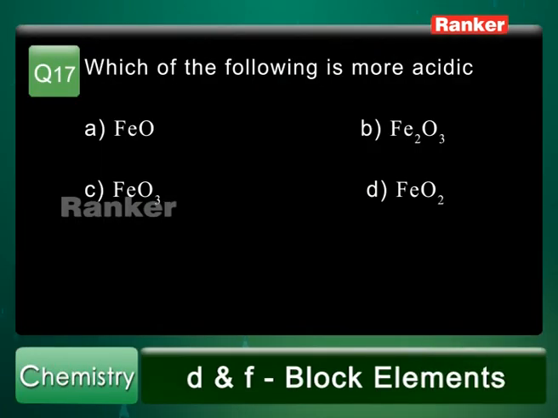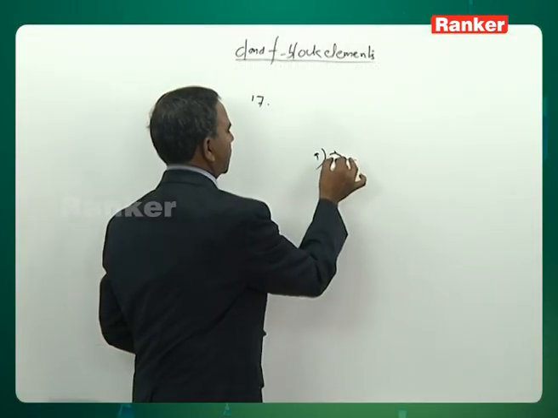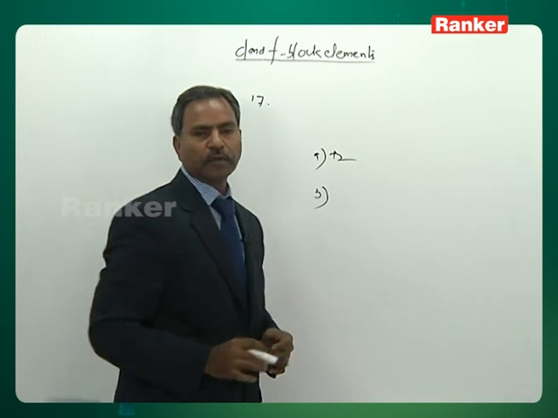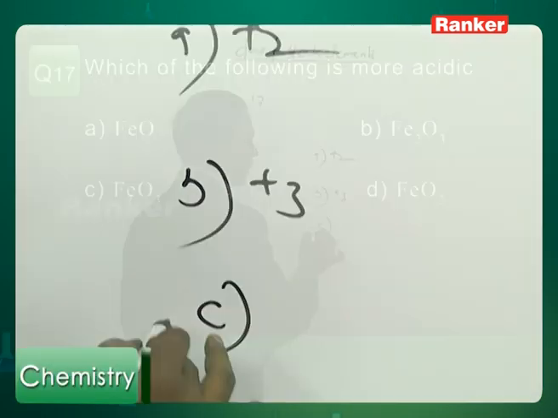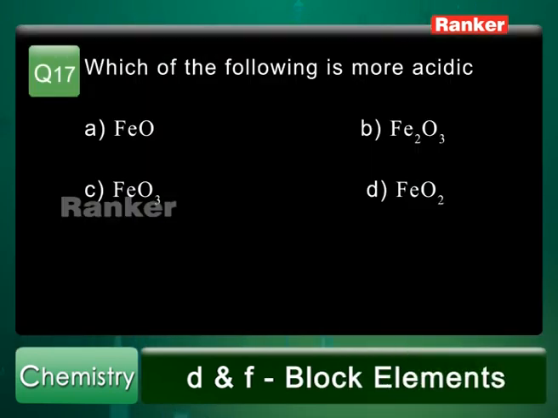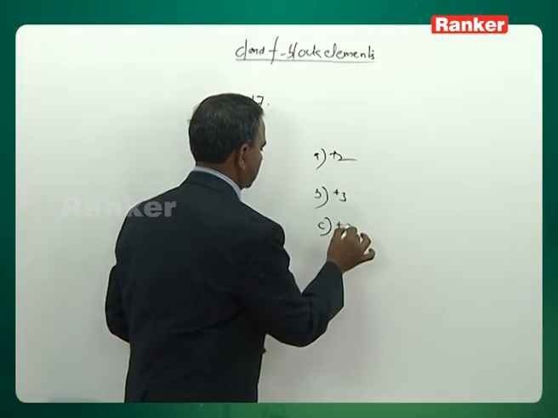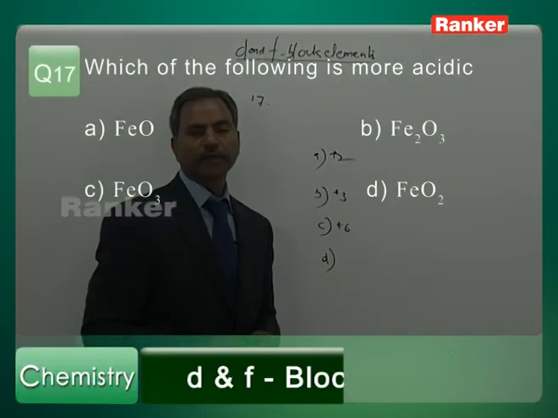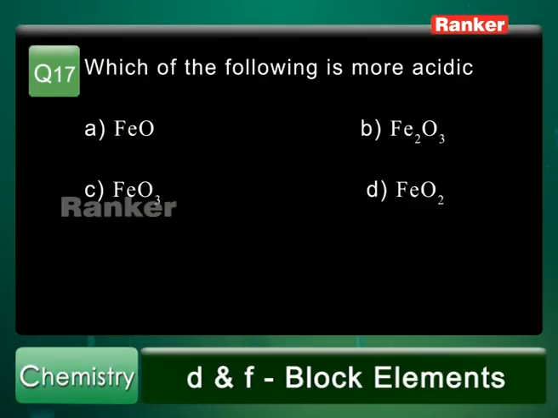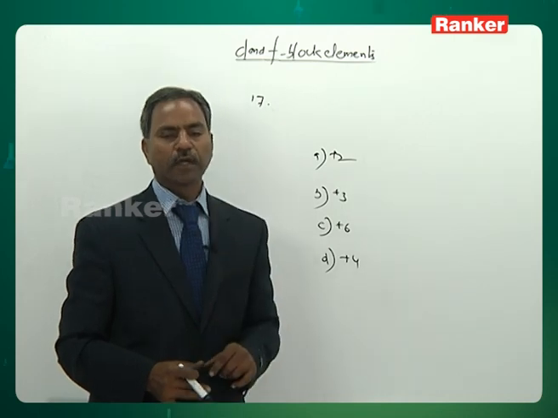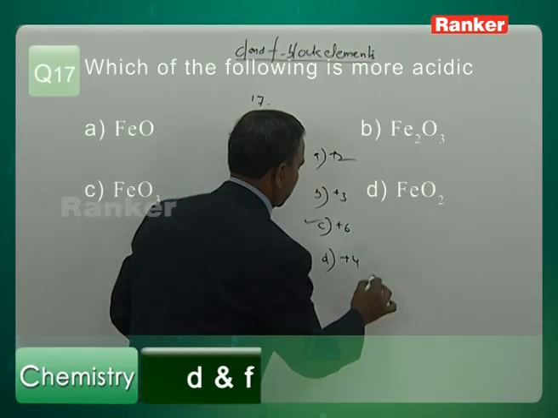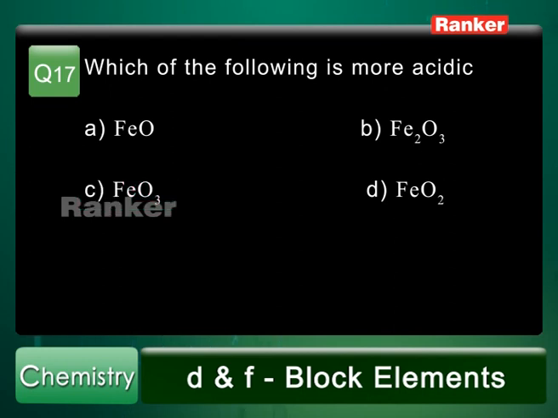Coming to option A, FeO, plus 2. Coming to B, Fe2O3, iron oxidation number is plus 3. Option C, FeO3, plus 6. And D, FeO2, it is plus 4. We require the more acidic one, so choose the greater oxidation number among the given options. So here option C is the correct answer.